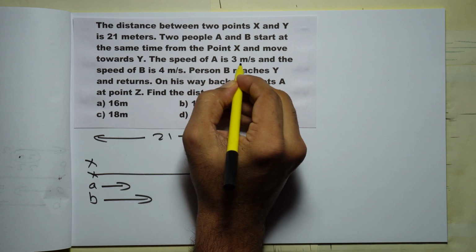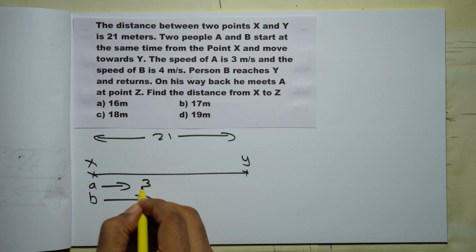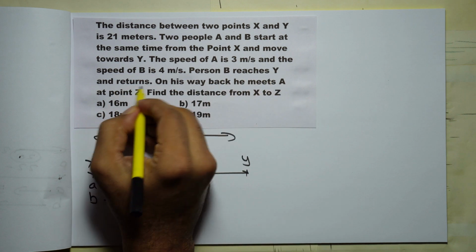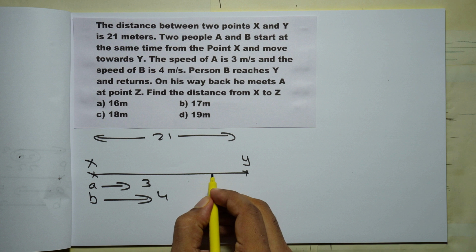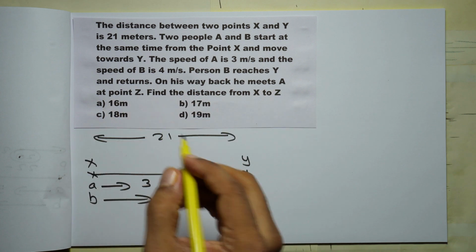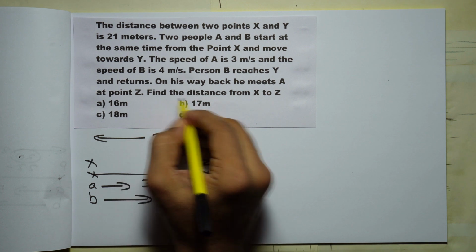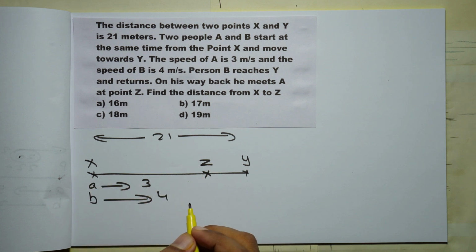The speed of A is 3 meters per second and the speed of B is 4 meters per second. Person B reaches Y and returns. So you can see that B is faster. So B will reach point Y and then he will return. And on his way back, he meets A at point Z. So this point I'll take it as Z. Find the distance from X to Z. This value is what we need to find out.